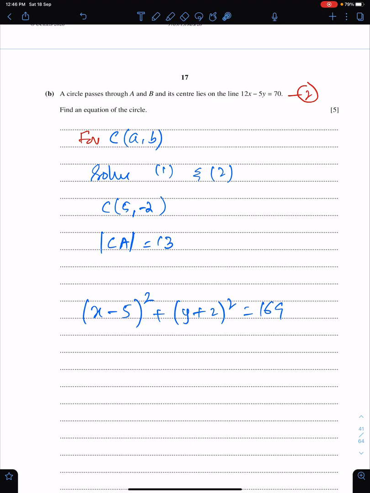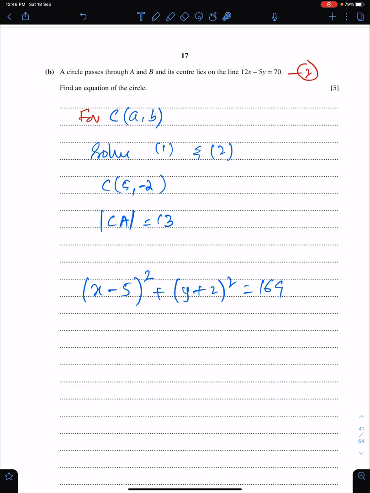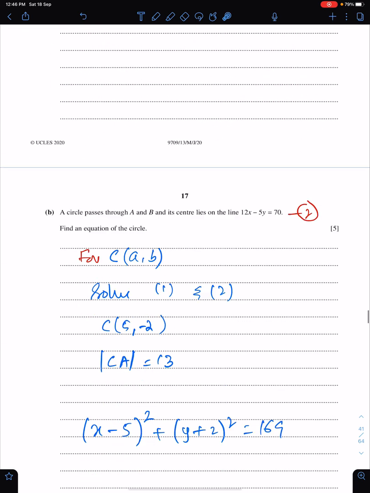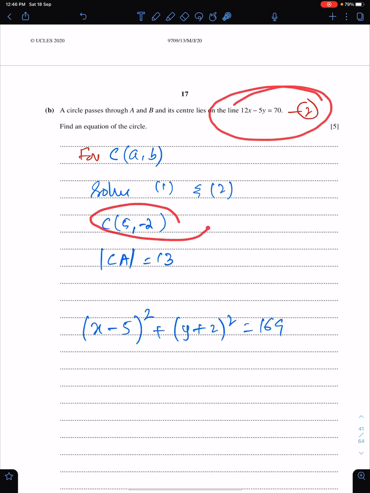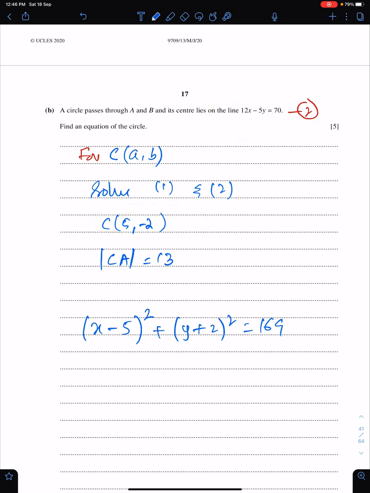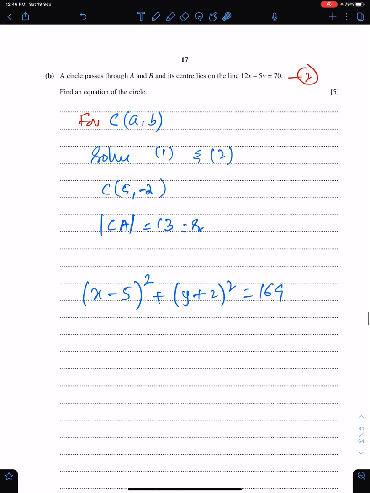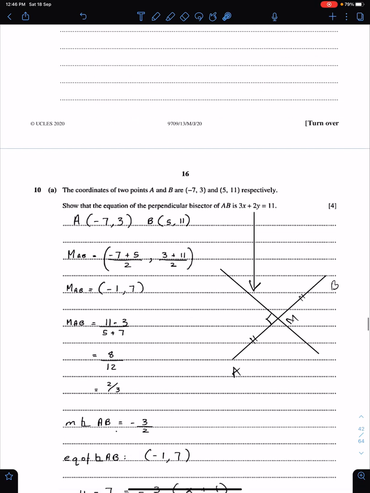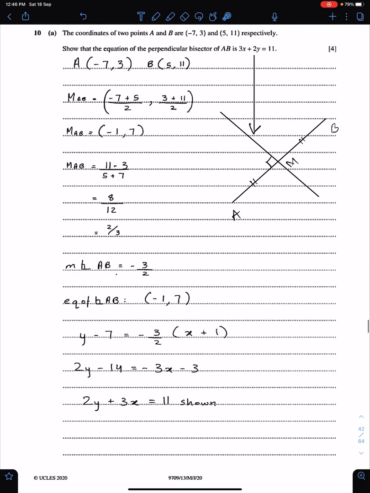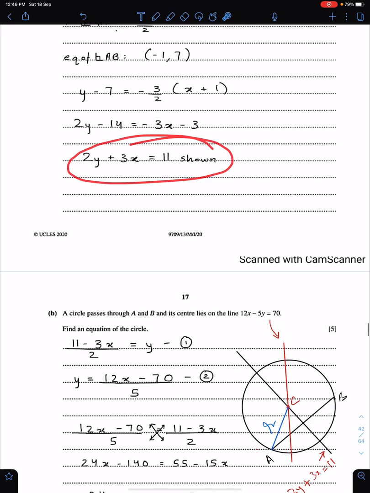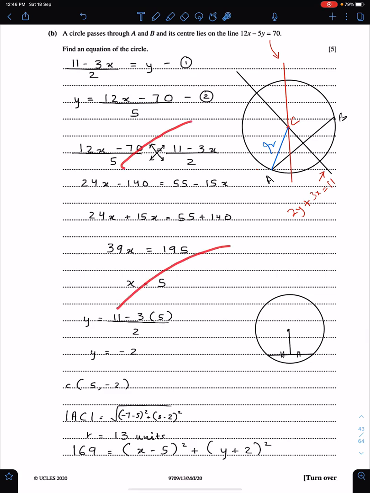So this part was very simple. We just needed to solve this equation and this equation simultaneously to get the coordinates of the center, and this is the radius. And after getting the center and radius, we can get the equation of the circle. This question was very simple. And this is the complete solution. First part, second part simultaneous, and that's the answer.